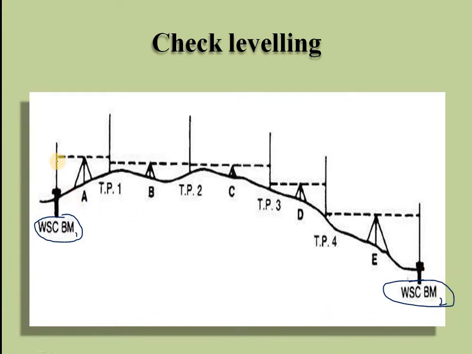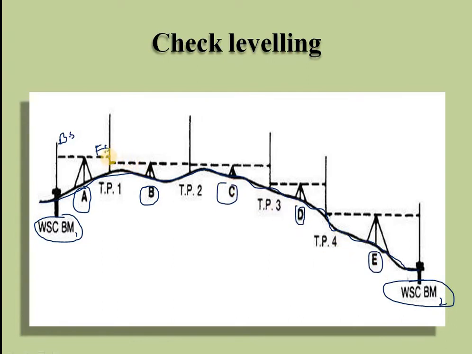Okay, so you can see the first benchmark which is observed. Again we can observe here, one is BS and another one is FS, but here readings were not given. You can observe here the black color line, this is our ground level which is in the undulating position. It is going downwards, then raised, and going downwards again. You can see the instrument stations are A, B, C, D and E.